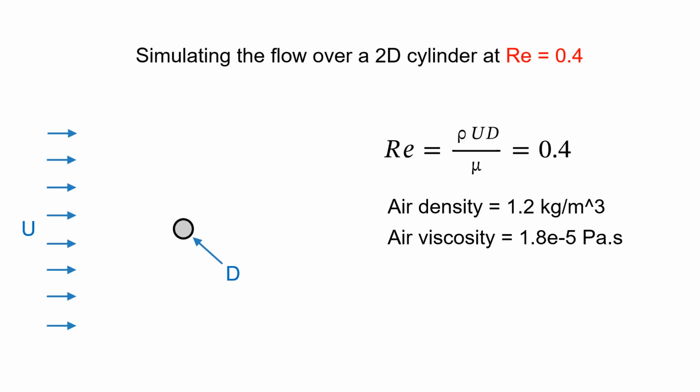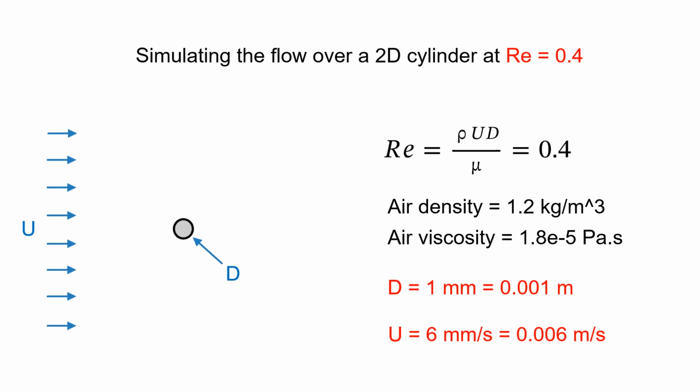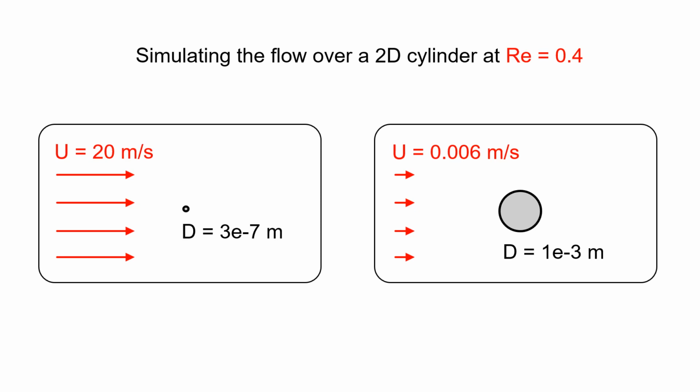Therefore, we can pick an easy-to-work-with diameter, such as 1 mm, and calculate the corresponding speed to get the Reynolds number of 0.4. This calculation will result in a speed of 6 mm per second. Therefore, these two problems, with different speed and diameter combinations, provide the same Reynolds number of 0.4. The one on the left is more like the cough droplet problem, but we are going to simulate the one on the right, because in engineering software, it is easier to work with millimeter-sized objects rather than micrometer-sized ones.